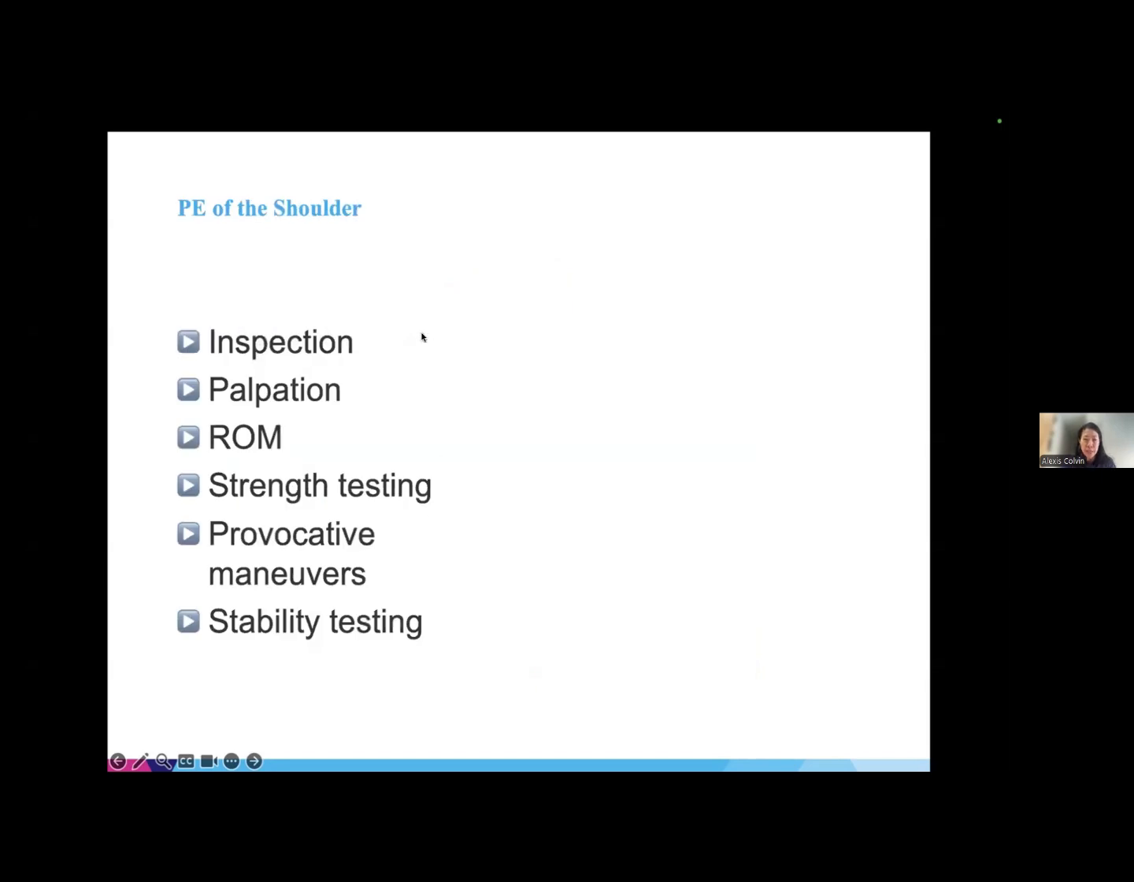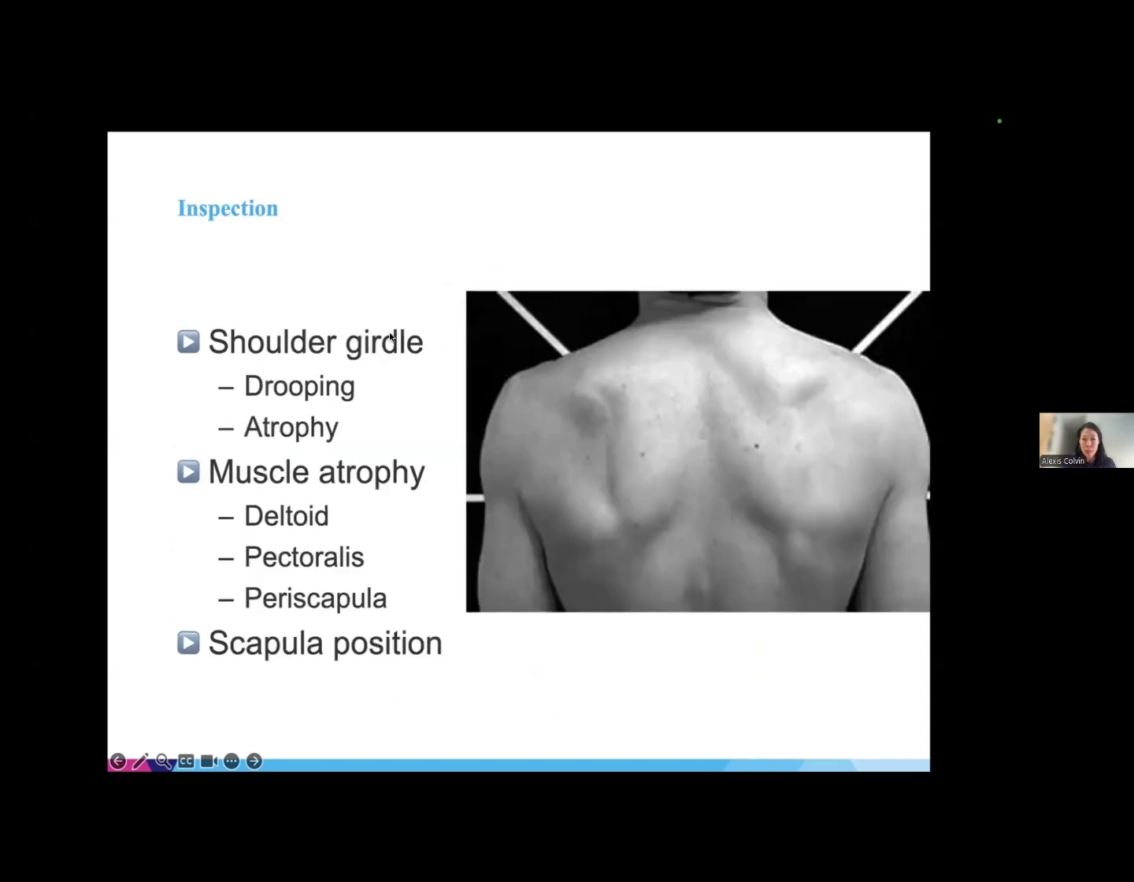So in doing a physical exam, this is the order of steps that I typically go through. And I think the number one thing to remember is that you cannot inspect the shoulder with somebody's clothes on. So the clothes need to come off because there are many things you're going to miss if you try to do an exam with their shirt on.